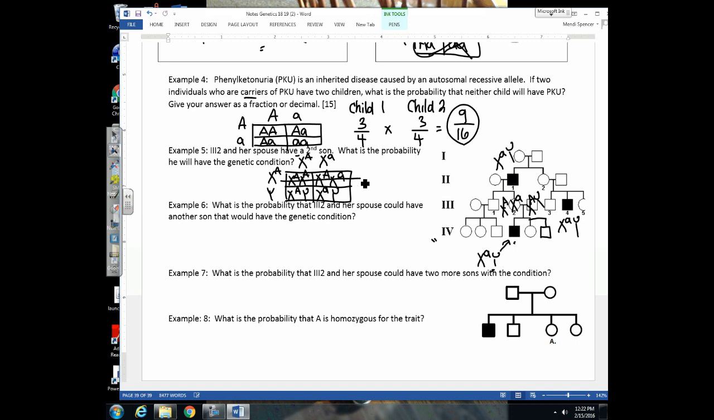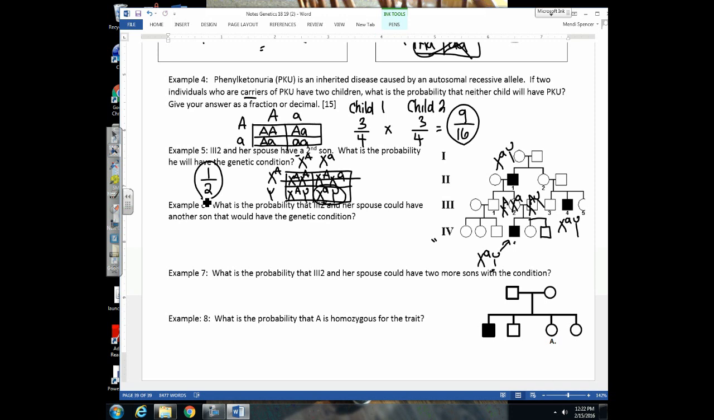We know that they did not have a girl because it stated that they had a son. So we can cross through this information. That leaves us with these two boxes left, and the probability that their son is going to have this trait is now 1/2. There's a 50-50% chance of having this trait.